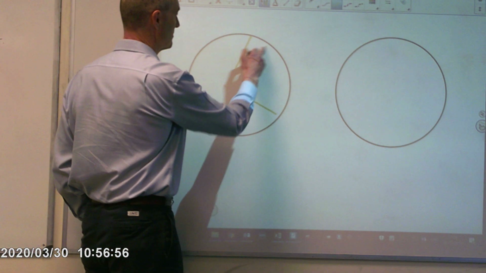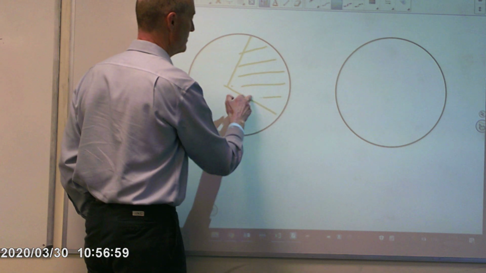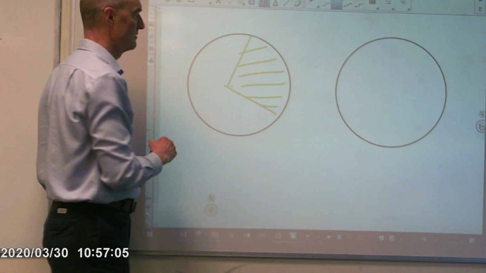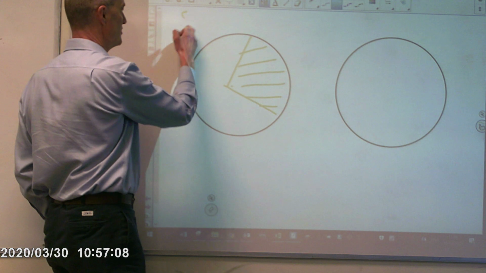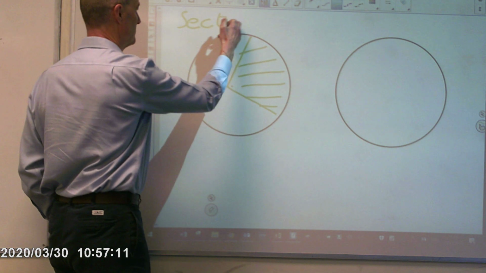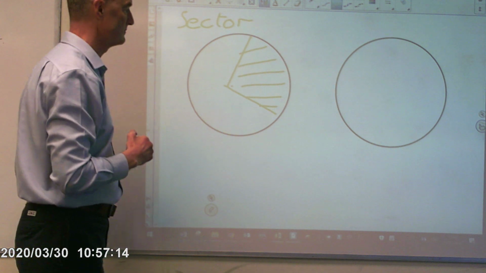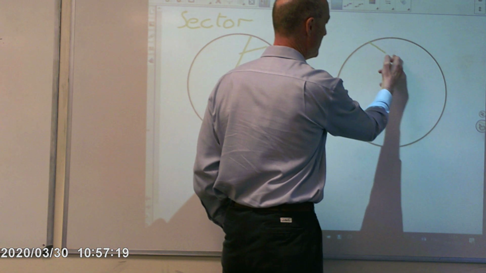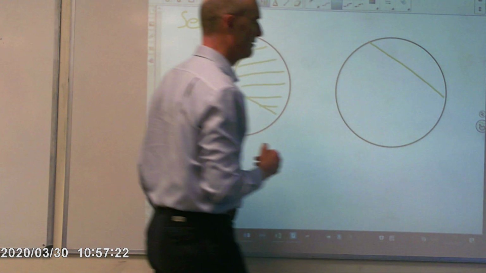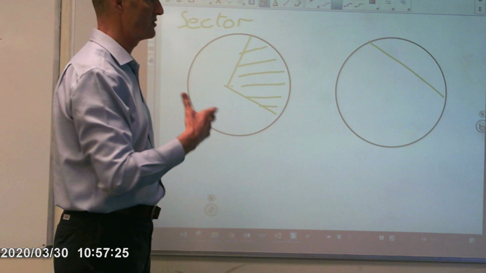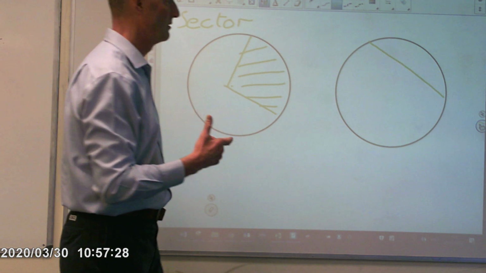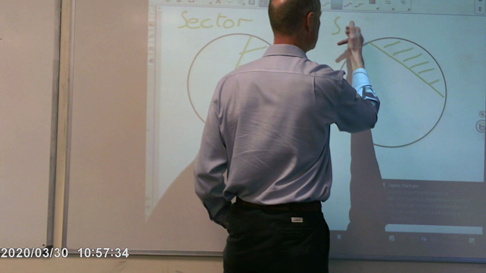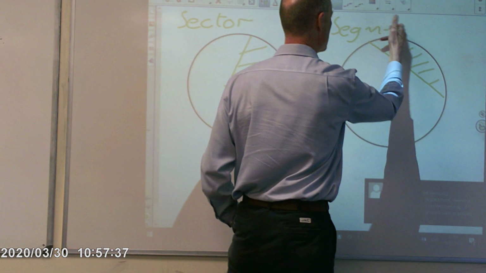That means this area here that's bounded by those two radius, that's known as a sector. That's an important word for you to remember, sector. Another word that you need to remember, the line that goes from the edge of a circle and joins the circle again, so it goes from edge to edge, finds an area, that area is known as a segment. So that is a segment.